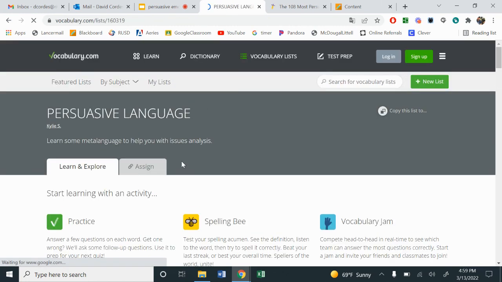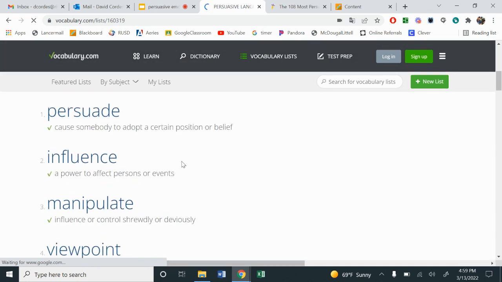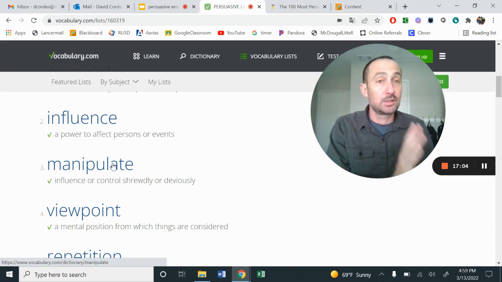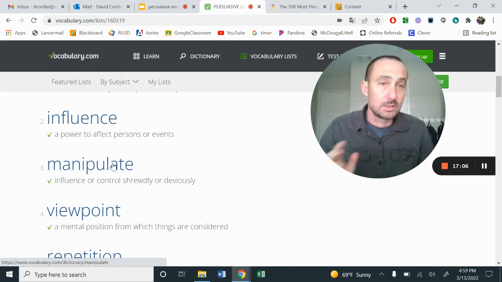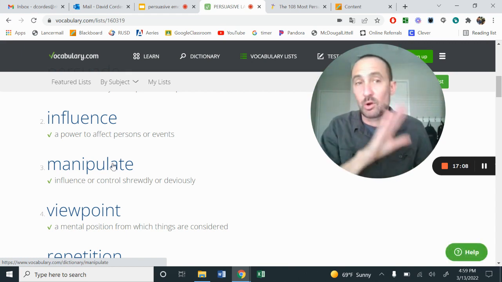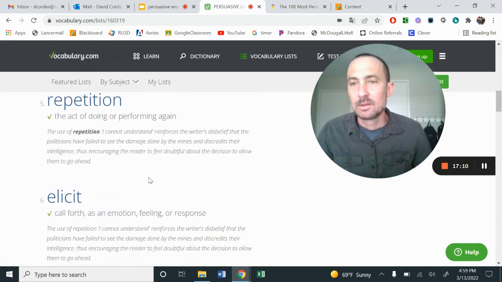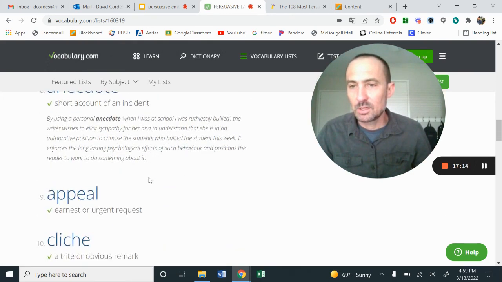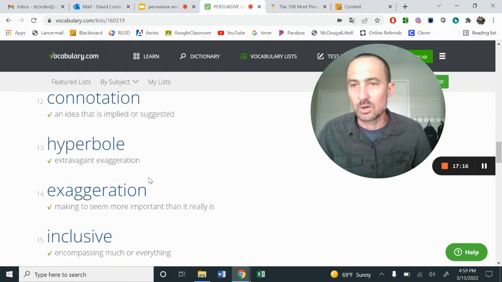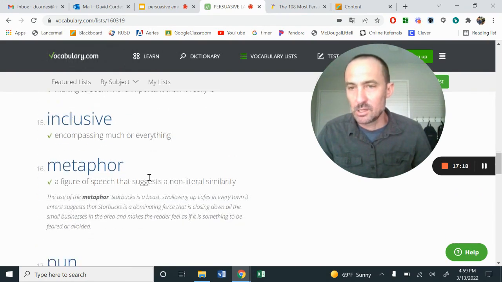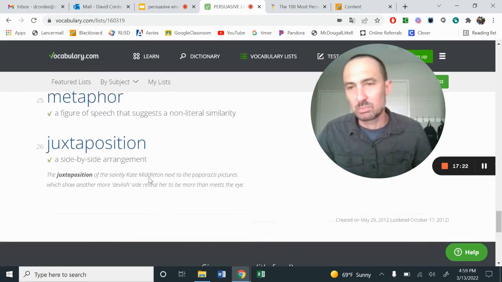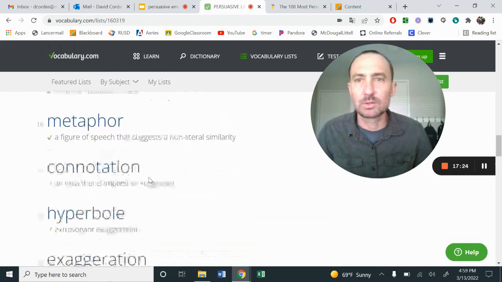Vocabulary list. I like this one. Persuade, influence, manipulate. Romeo manipulated Juliet into his love by talking to her on the dance floor. Maybe that's what it was, right? Alliteration, anecdote. Look at all these words that we know from our terminology. Metaphor, pun, reasoning, position. Okay, juxtaposition. Yeah, those are good too.